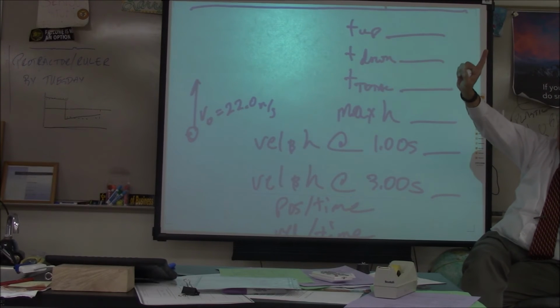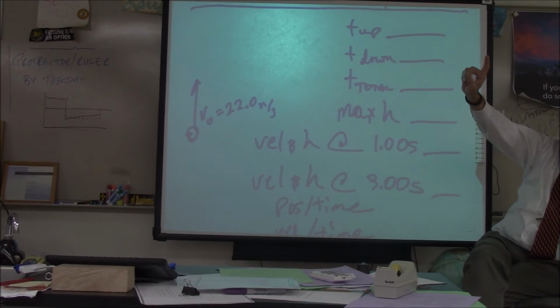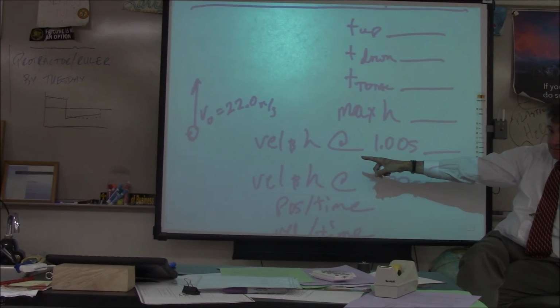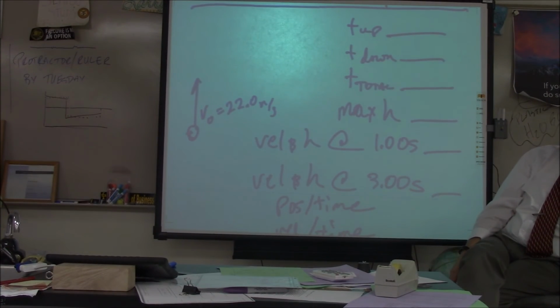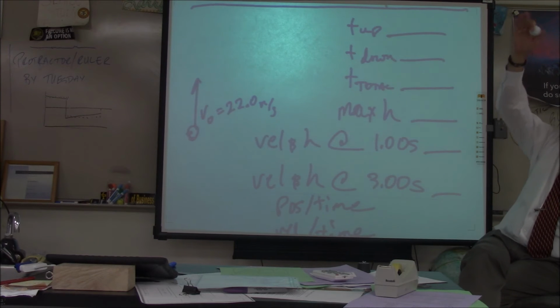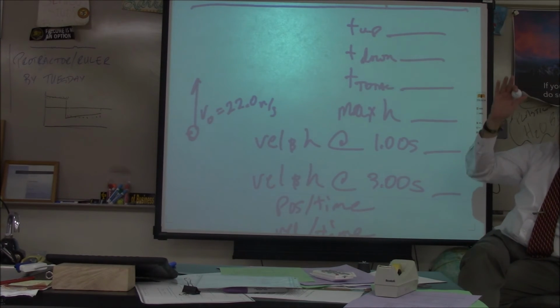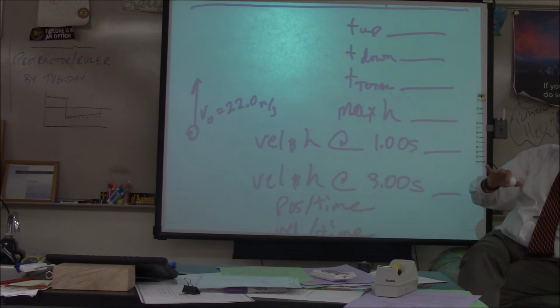All the way down, the initial velocity is going to be 0, and it's going to land at -22 meters per second. So we're going to go from positive 22 to 0, and then from 0 to -22. Okay, so we're going to break this thing into two distinct flights.